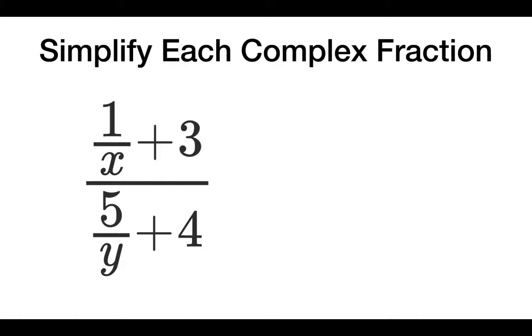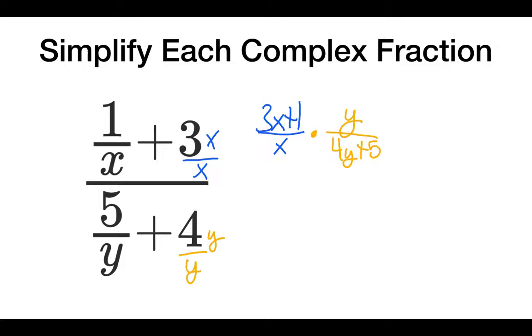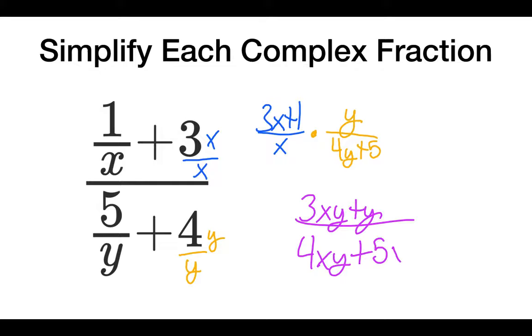Oh, we made it harder. That makes me sad. But luckily, this isn't that hard. It's just I have to take my top equation. This becomes 3x over x if I want to combine them. So that becomes 3x plus 1 over x. And then on the bottom, this becomes 4y plus 5 over y. Remember, because we're dividing, it becomes y over 4y plus 5. So our final answer ends up being 3xy plus y over 4xy plus 5x.